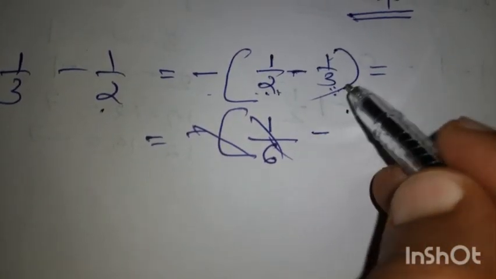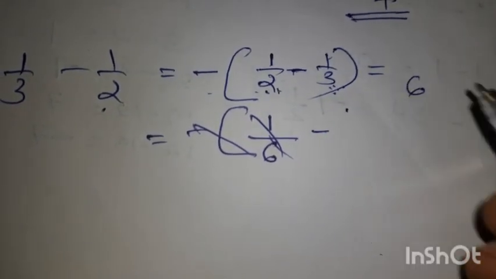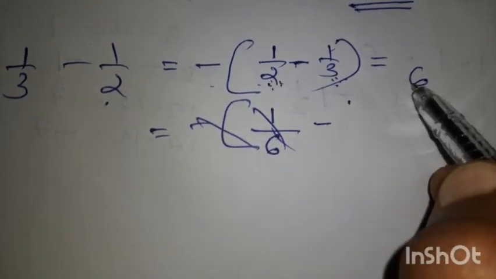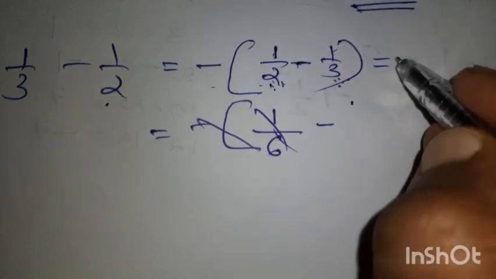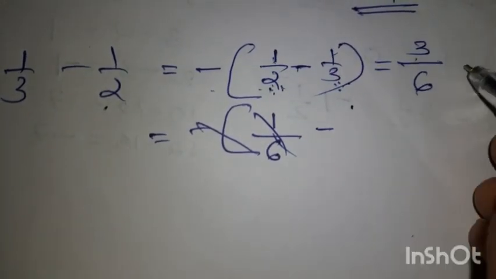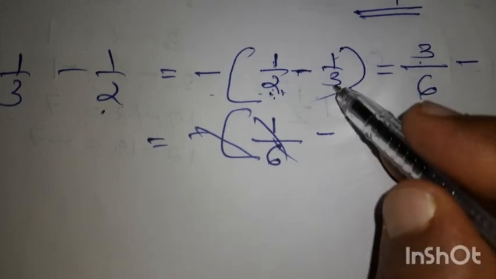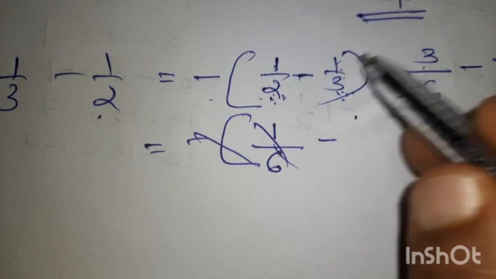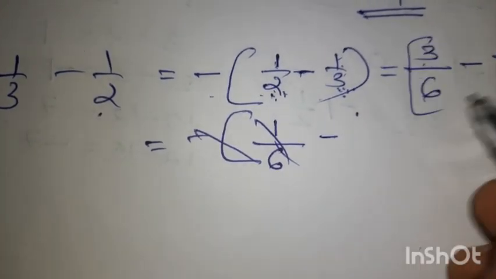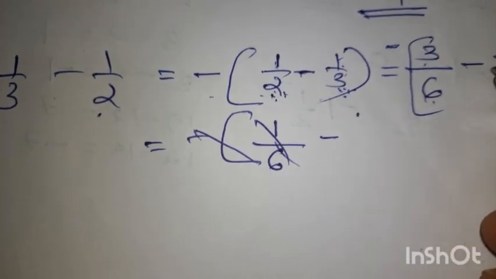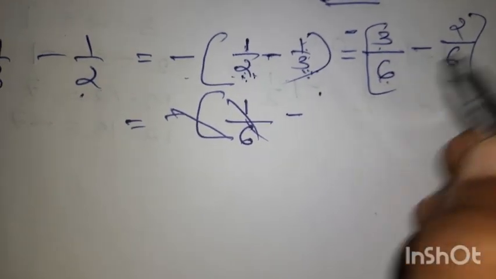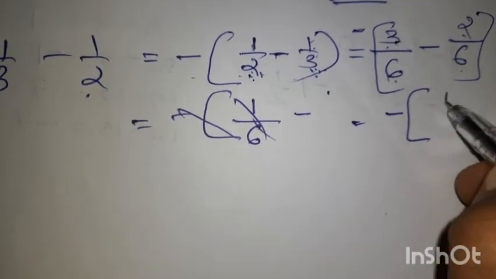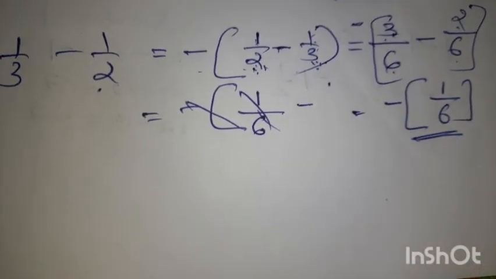And 2 and 3, the LCM is 6. So you should get 6. Denominator is 2 now. To make 6, you have to multiply with 3. Same 3 you have to multiply upside also. So 1 into 3 is 3. Minus, here the denominator is 3. You have to make it 6. So you have to multiply with 2. The same 2 you have to multiply here. 1 into 2 is 2. So minus of 3 by 6 minus 2 by 6. The answer you are getting minus of 3 minus 2 is 1 by 6.